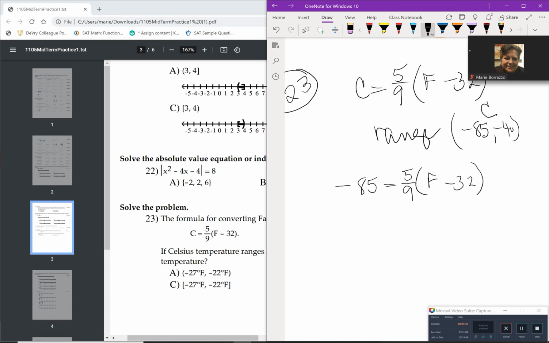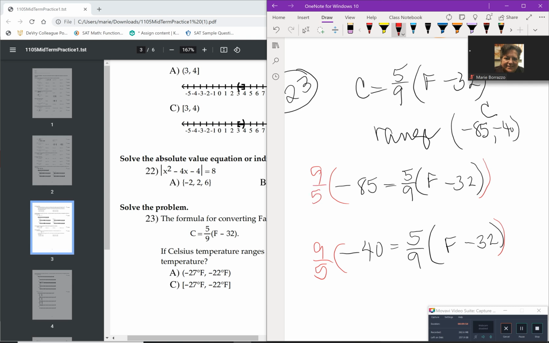And I'll do the same thing for the 40. Negative 40 is equal to 5 over 9, parentheses, Fahrenheit minus 32. And so step 1 in both cases is I'm going to multiply both of these by 9 over 5, the reciprocal of the fraction, because I want to undo this. So this cancels with this.